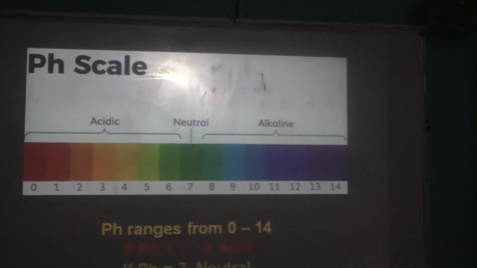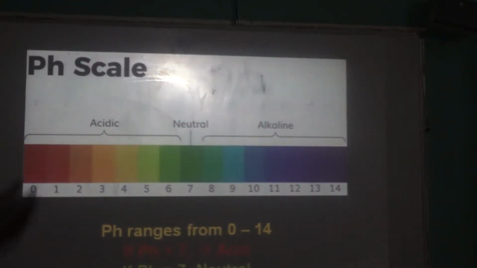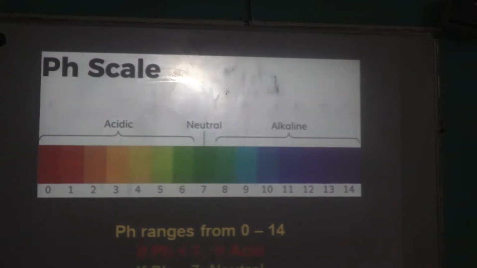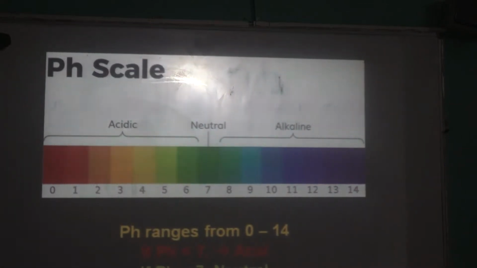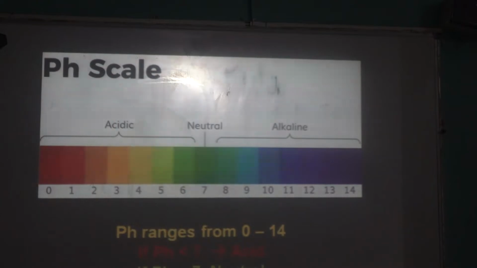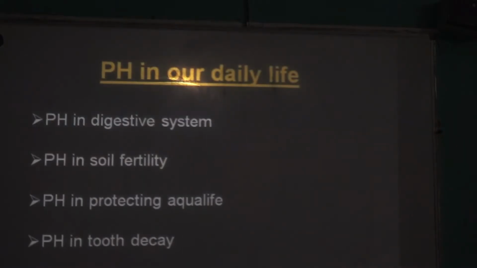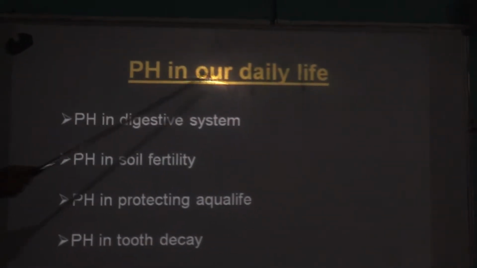Sometimes on this concept you will be asked questions where some pH values of solutions are given. You may be asked which is the acid and which is the base, or which is a strong acid and which is a strong base, based on the pH scale.